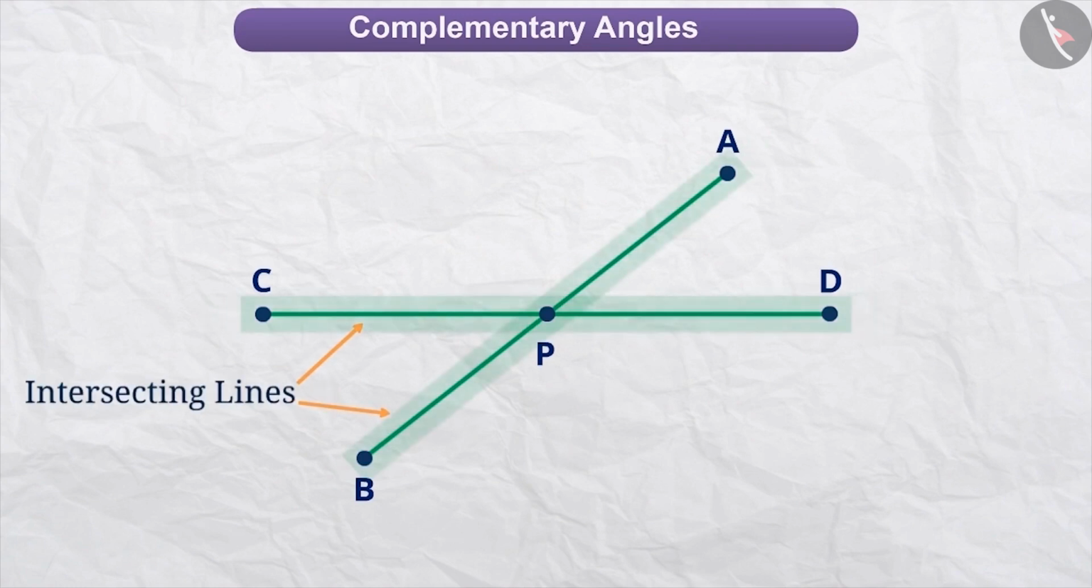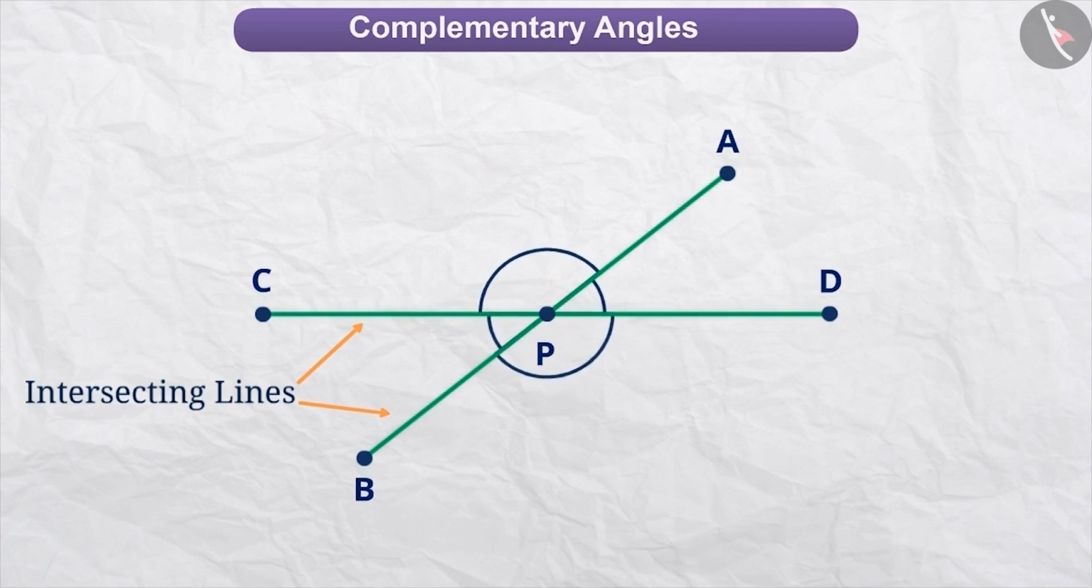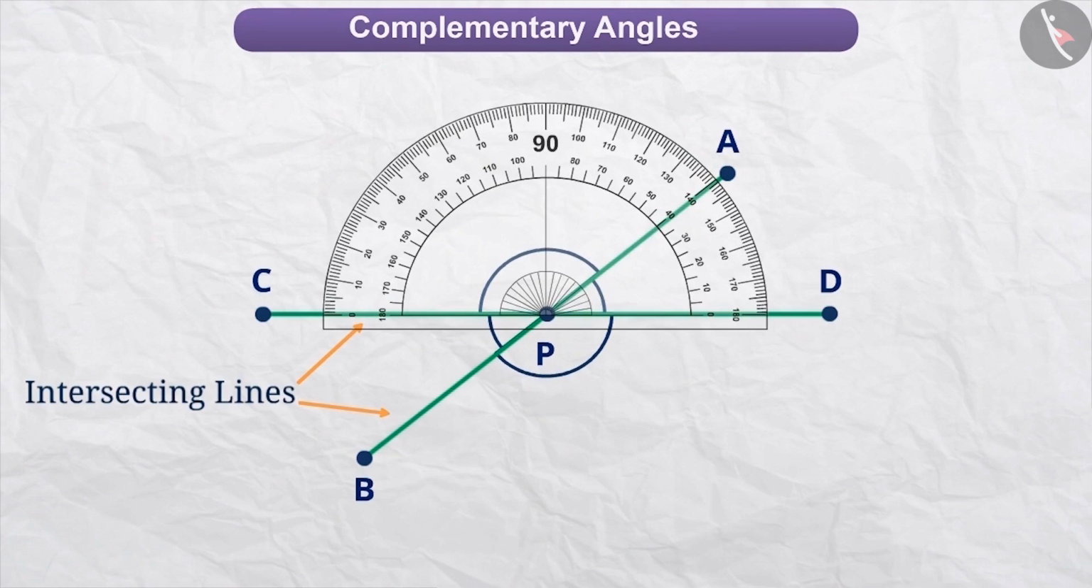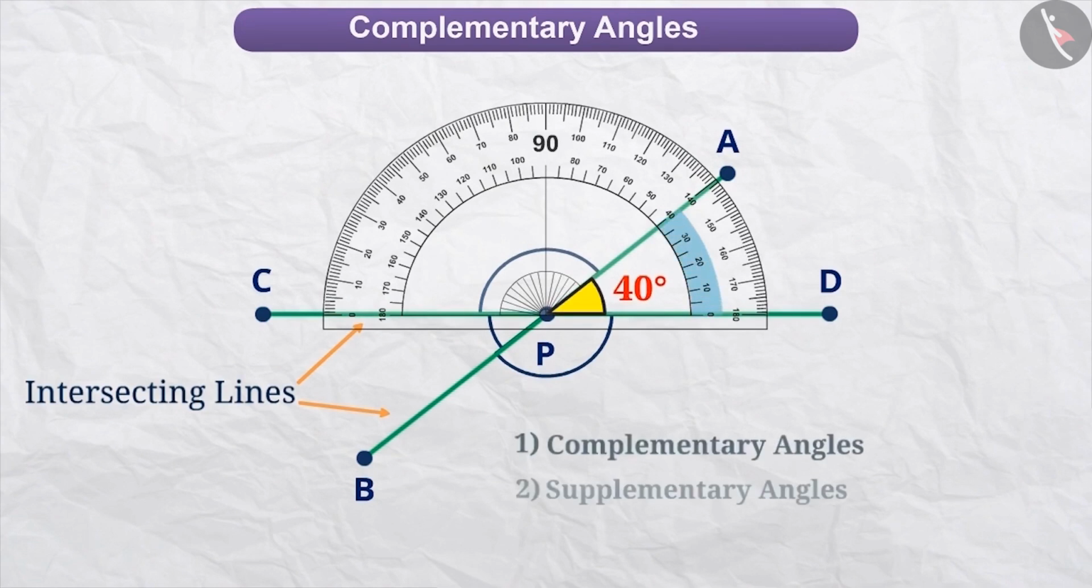Angles are formed by the intersection of two lines. We measure the angle with the help of a protractor. Today we will learn two interesting concepts related to angles.